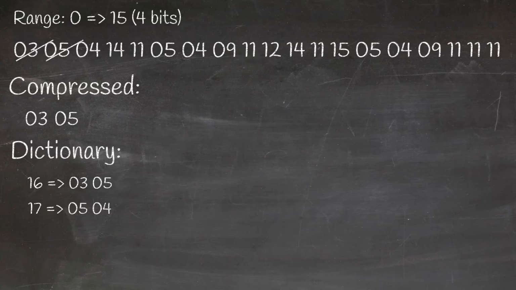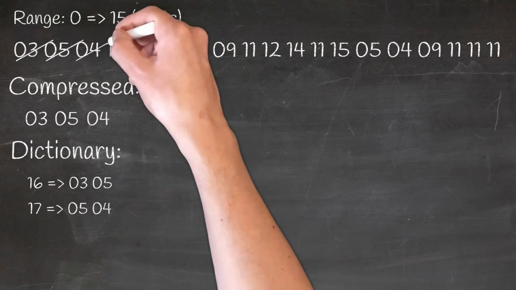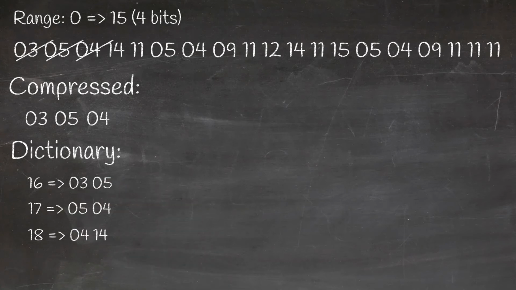Okay, the next is 4. Have we seen any pattern starting with 4 in the dictionary? No. Okay, so we output 4 to the stream, and we have 4 and 14 under the index of 18 in the dictionary. The next is 14, and we do the same. And along with 11, we enter 4 and 11 under 19.